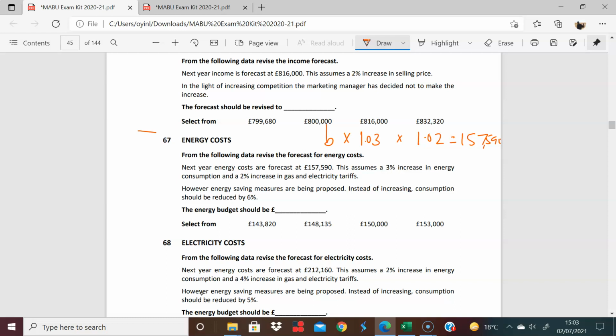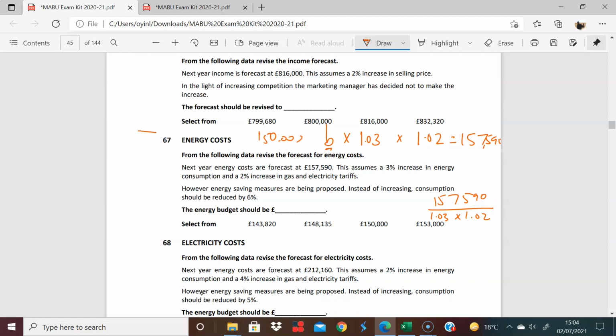So the best thing is to go back to the original start, and therefore going back to this point where we started would be 157,590 divided by 1.03 times 1.02. When I do that, I have 157,590 divided by 1.03 divided by 1.02 takes us to 150,000. So that's the starting point, 150,000.